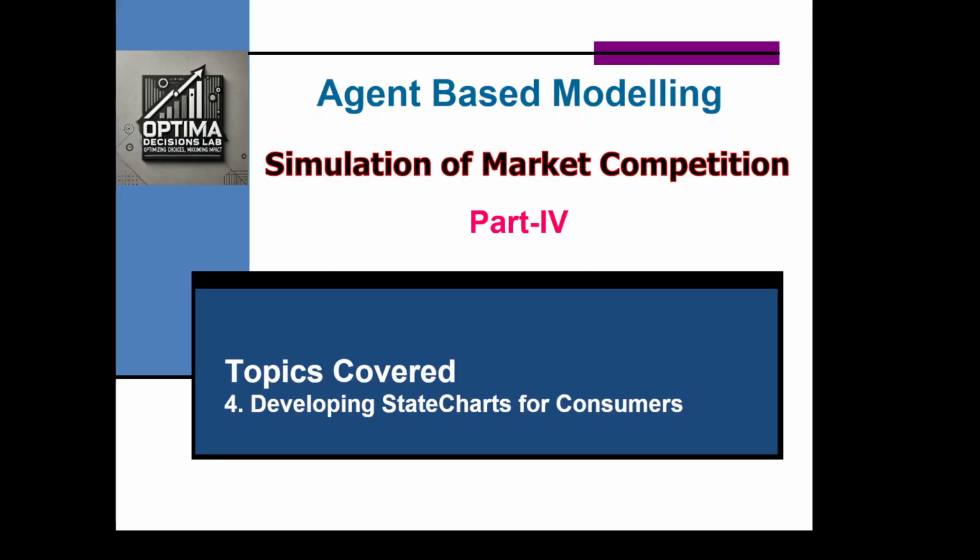The behavior of consumers in a situation like market competition is done with the help of state charts. AnyLogic has a very rich library for state charts, and in this video we will see how we can make a state chart for the consumers who are moving through different states. We have already defined the parameters in part 2, and in part 3 we discussed the physical meaning of those parameters. So this video is about the state charts.